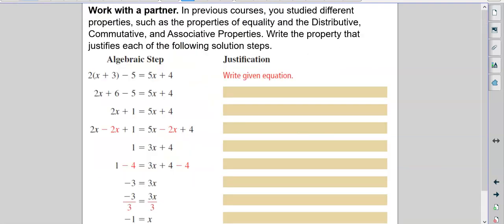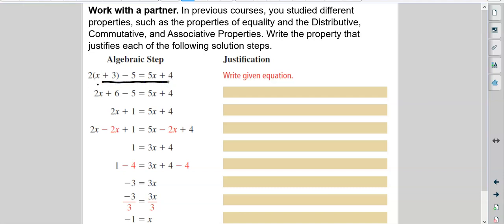All right. Just follow along. You're not going to work with a partner. In the previous courses, you studied different properties, such as properties of equality, distributive, commutative, all that stuff. So write the property that justifies each of the following steps. So here's the first thing. You write the equation. So here is our starting equation.